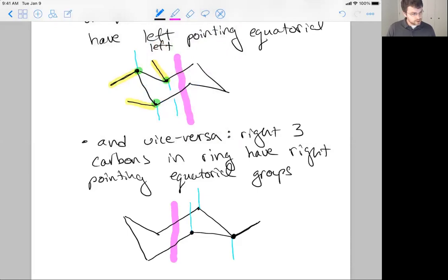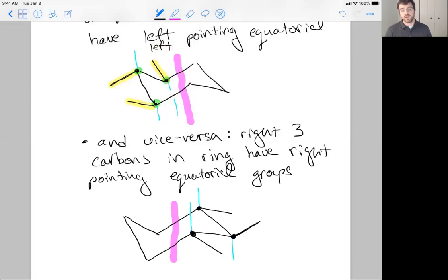I'm going to go to this carbon, and its axial group is pointing up, so the equatorial position is going to be pointing down and to the right. And then this carbon over here, we're going to see down and to the right once again. So we have a little mnemonic to help us remember whether our equatorial group is pointing up or down, and then left or right. Those are the 2 components for a slanted line, and that's what you need to be able to figure out where you draw your equatorial positions.